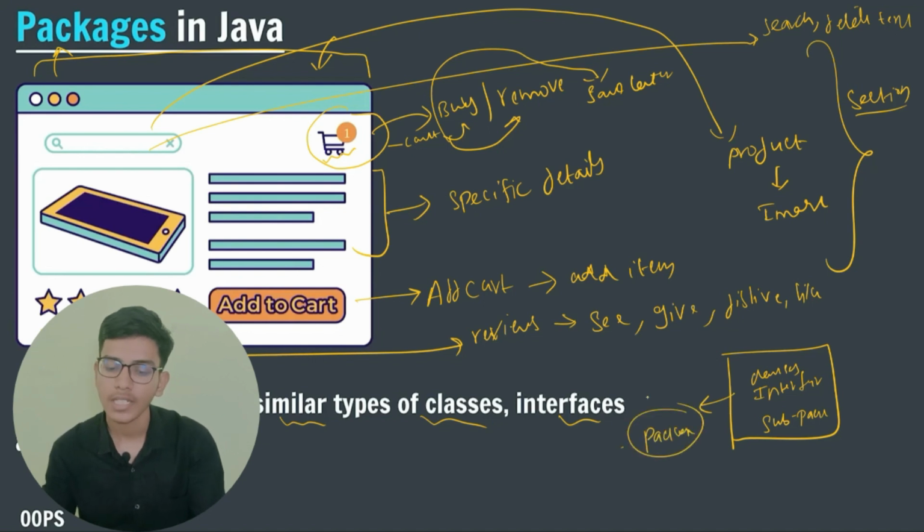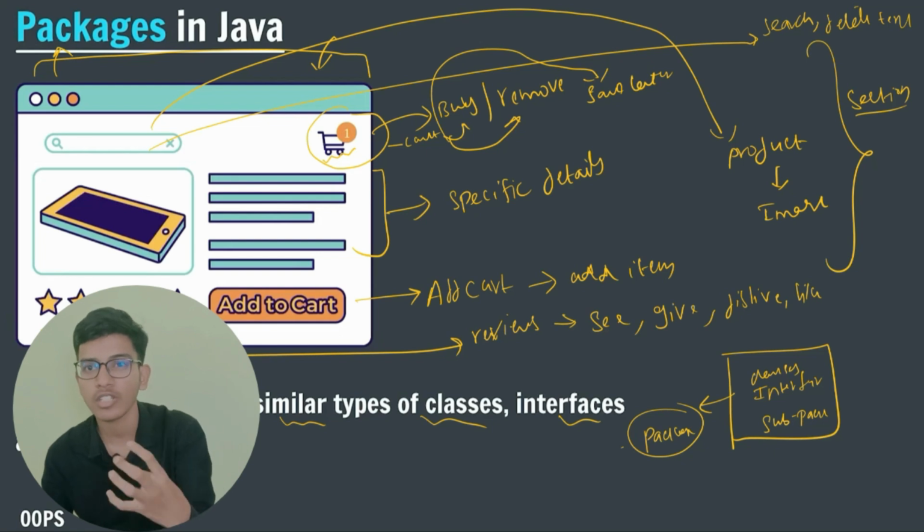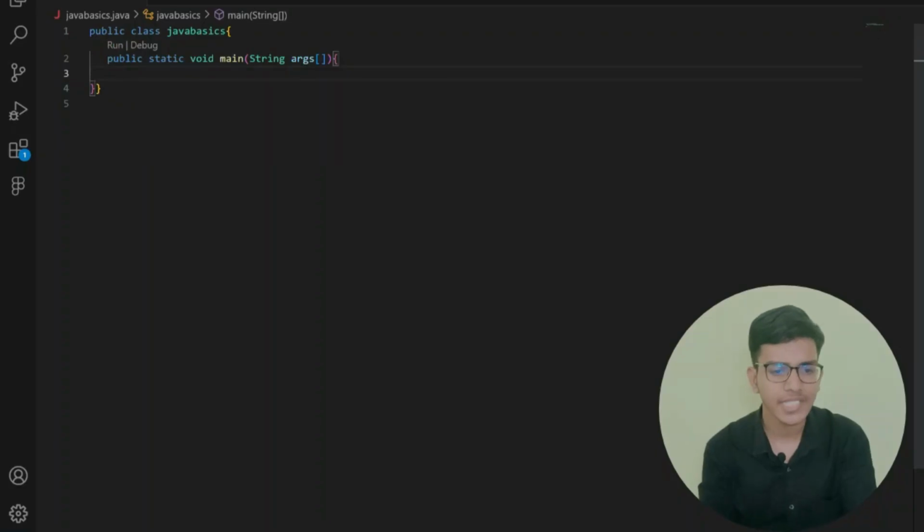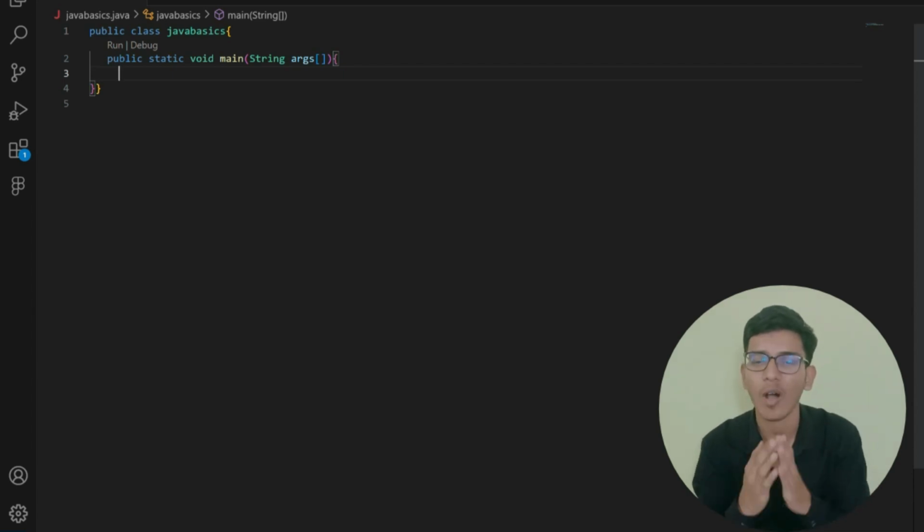Now let us see in coding, in VS Code, how we import packages of Java, that is the Java Development Kit, whatever packages we have in Java. Now you can see that this is my boilerplate code, right? Public class Java basic syntax, public static void main, and we have already studied classes, objects, access modifiers, and all those things.